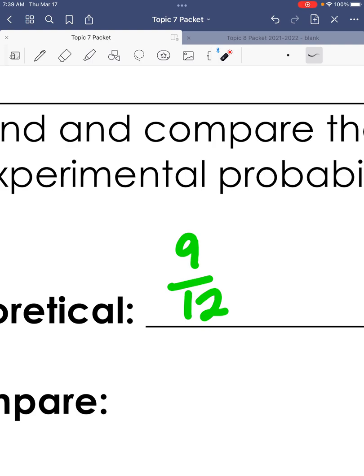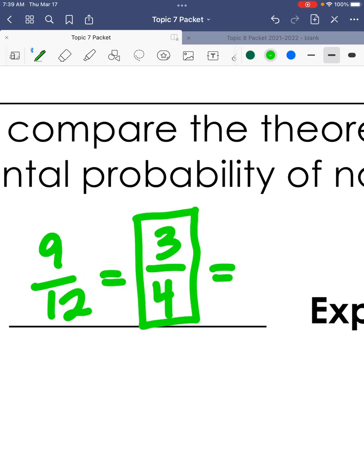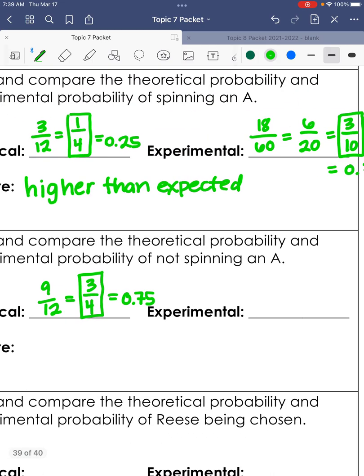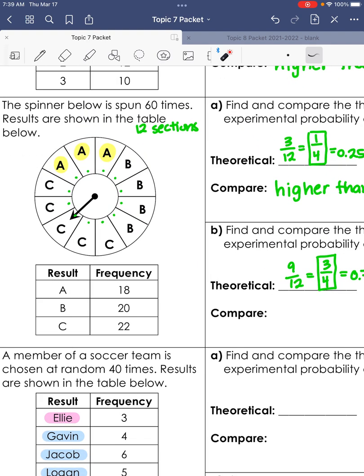Well, does that reduce? I know that 3 goes into both of those numbers, so 9 divided by 3 is 3, and 12 divided by 3 is 4. So I get 3/4. And 3 divided by 4, when I put that into my calculator, I get 0.75. Okay, so now let's talk about the experimental probability. So we know that A was selected 18 times out of 60. So how many times were B and C selected? Well, if I add these two together, 20 plus 22 is going to be 42.